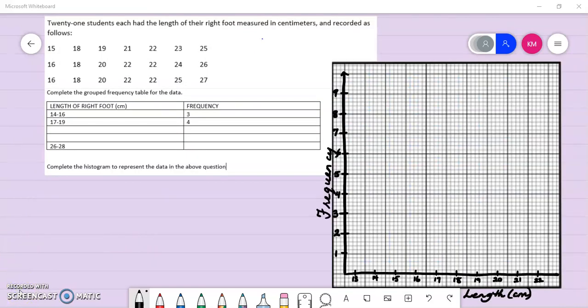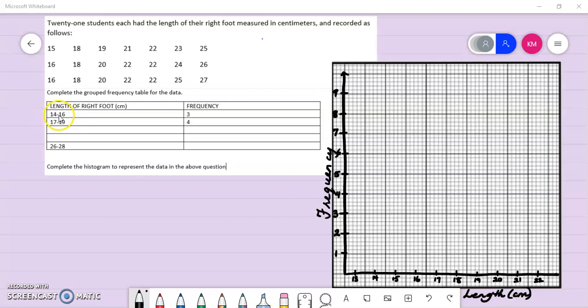For this question now, I'm going to show you all how to draw a histogram from a grouped frequency table. The question states, 21 students each had the length of their right foot measured in centimeters and recorded as follows. So these numbers here represent the lengths of the 21 students' right foot. Complete the grouped frequency table for the data.